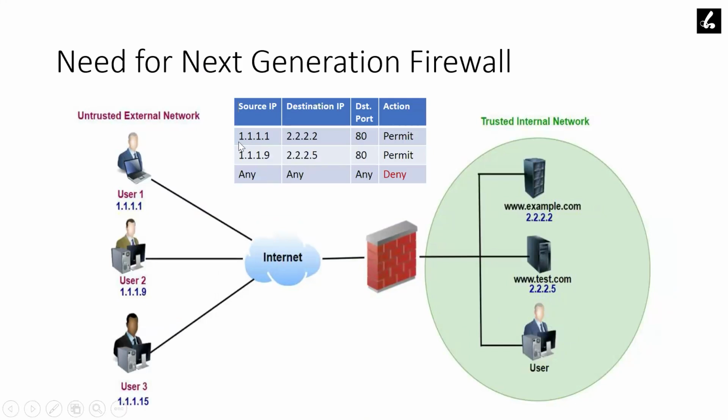So here you can see source IP is 1.1. It tries to reach this destination. It will simply create this policy: if it is through port number 80, which is HTTP, your site is through HTTP, it is allowed. If it is from this source to this destination, again it is allowed. But if any other source or any other destination tries to reach, it will deny.